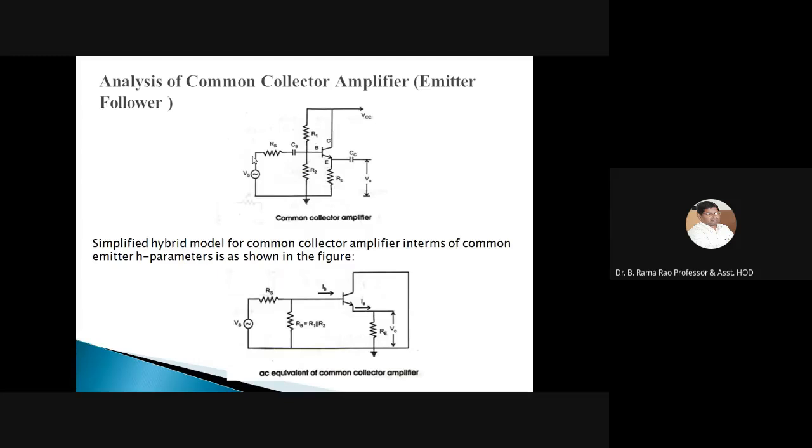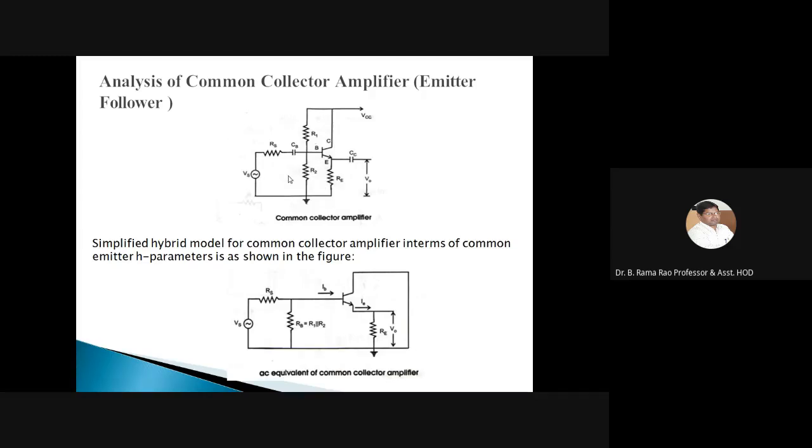The collector base junction acts as an input, and the collector emitter junction acts as an output. But usually in other amplifiers the emitter terminal is at the input side. In case of common base and common emitter also, the emitter terminal is at the input side. But here the emitter is at the output side.